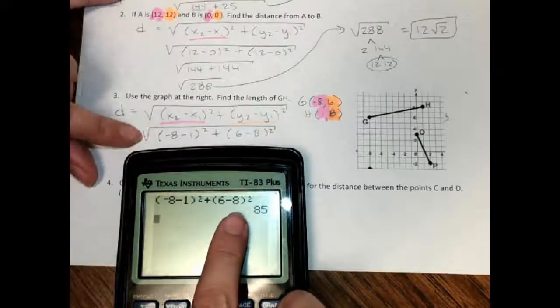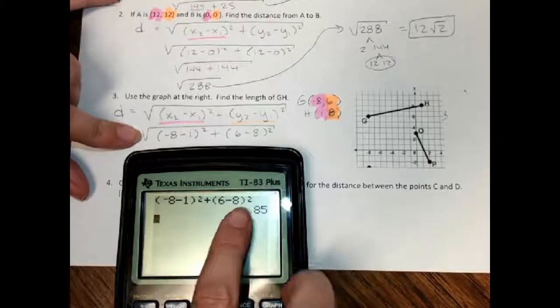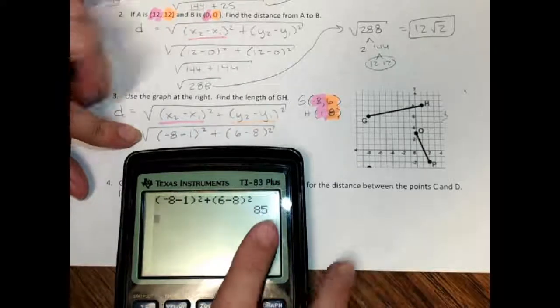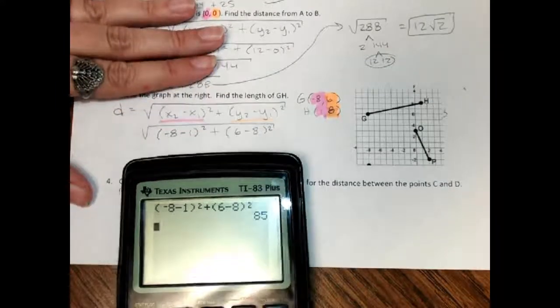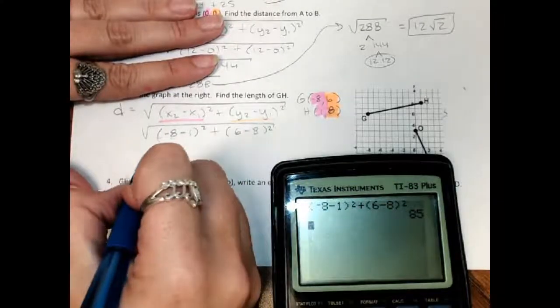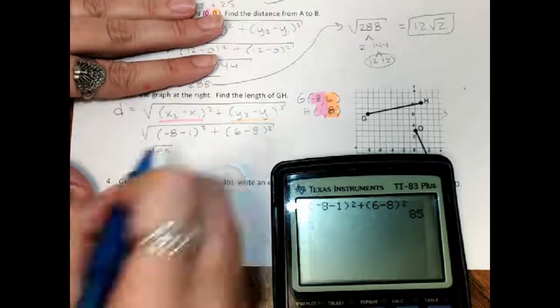Notice I didn't put the square root. Just do the part that's inside the square root and get your number here. And then when you write it down, write down square root of 85. And then we're going to simplify this if we can.